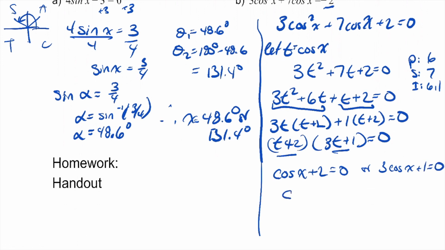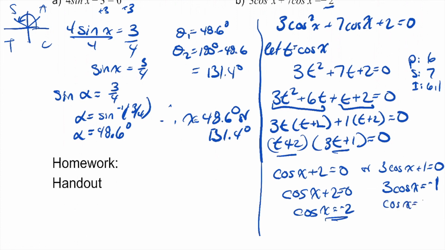Let's work on the left side. On the left equation, cos of x plus 2 is equal to 0, so cos of x is equal to minus 2. In this case, the lowest value for cos can only be negative 1. So x has no valid values to make that equation true, and we can ignore it. On the other equation, we're going to get 3 cos of x is equal to negative 1. So cos of x is equal to negative 1/3, dividing both sides by 3.